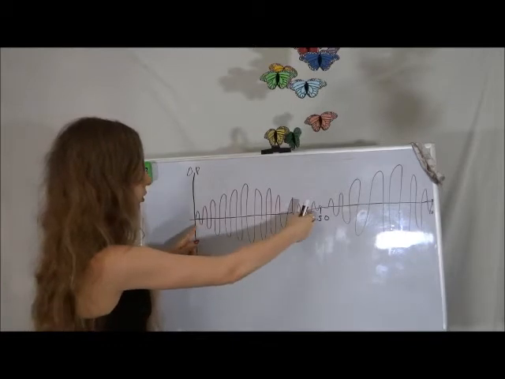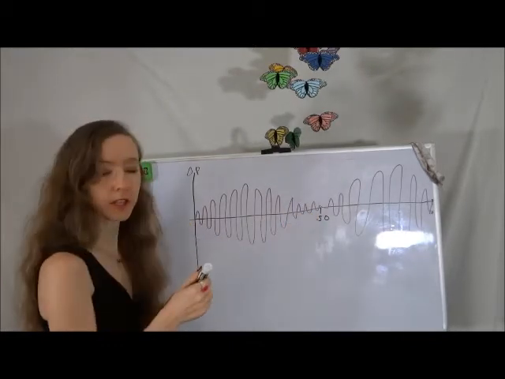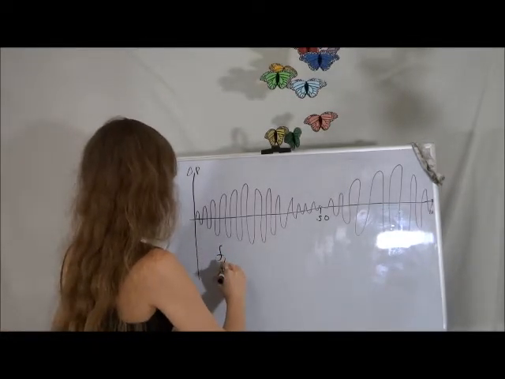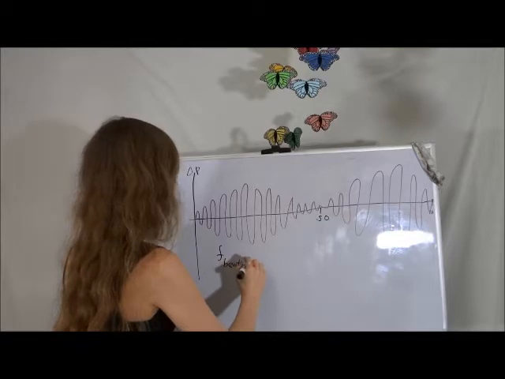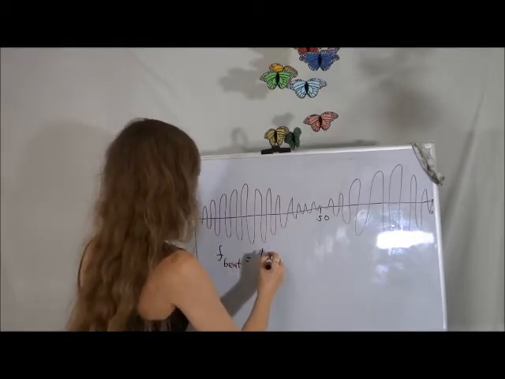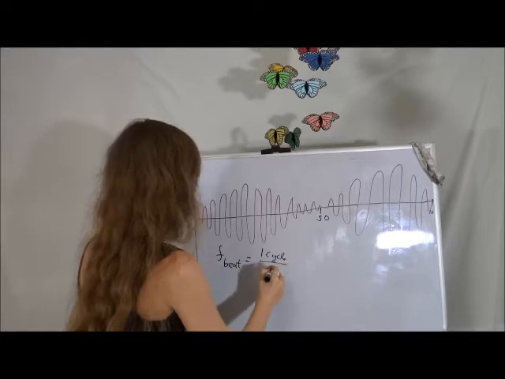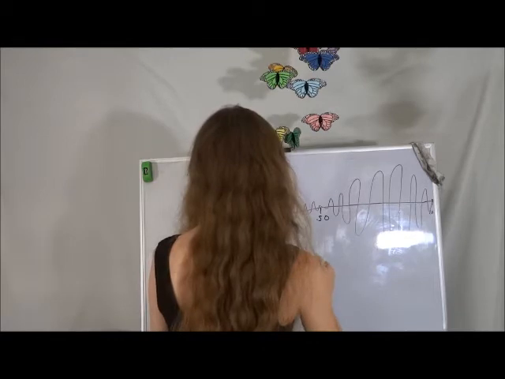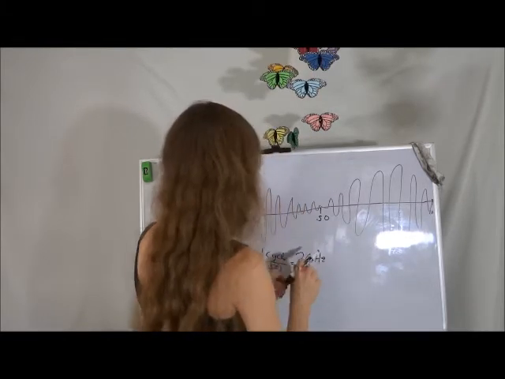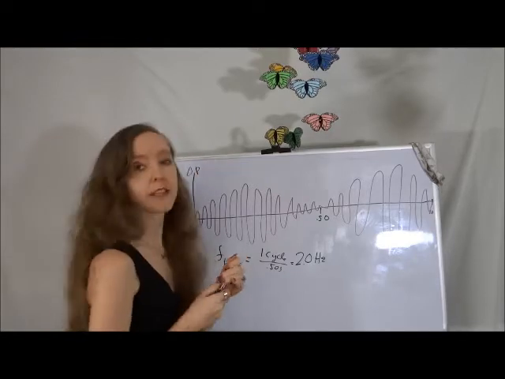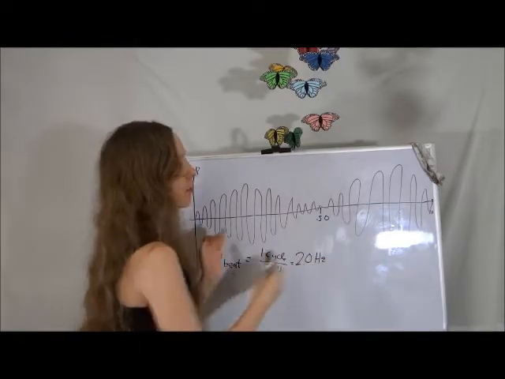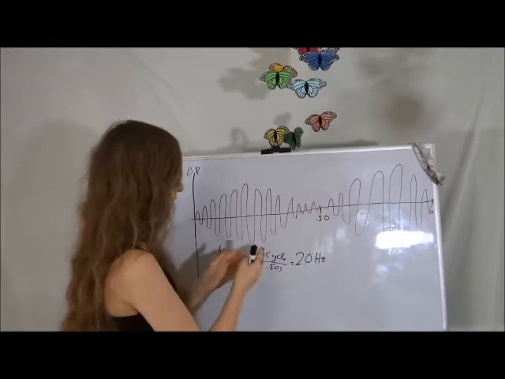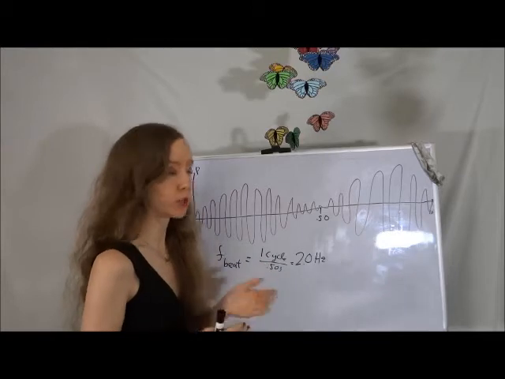Well, how many cycles do we have? Just the one, and it takes us half a second. So if we want to find our beat frequency, F beat is equal to one cycle in half a second. So our beat frequency is going to be 2 hertz. Alternatively, we could have looked at how many cycles we have in 1 second, and we have 2 cycles in a second. So we could have used 2 cycles over 1 second, and we'd still get 2 hertz.